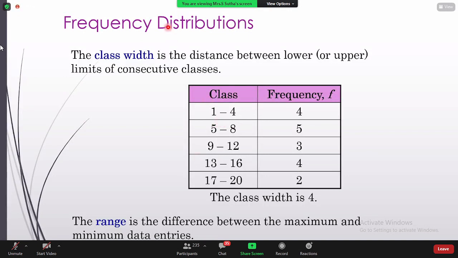19, yes. 20 minus 1, or it is range from 1 to 20, right? The range is the difference between the maximum and minimum data entries. So the range for the frequency distribution is 19, or you can say that it ranges from 1 to 20.